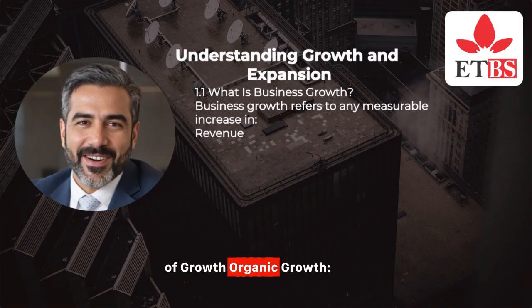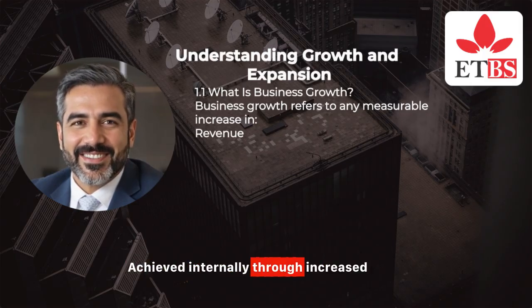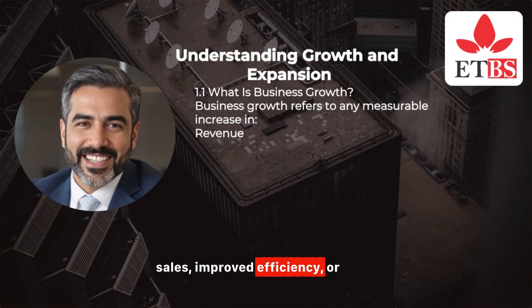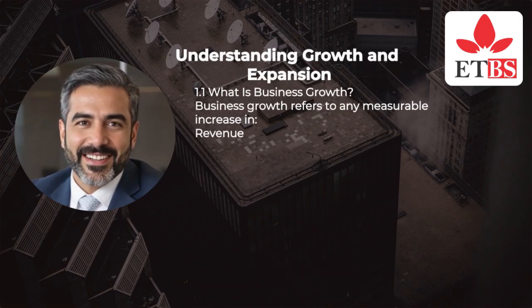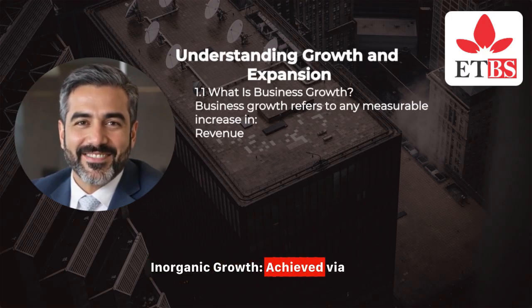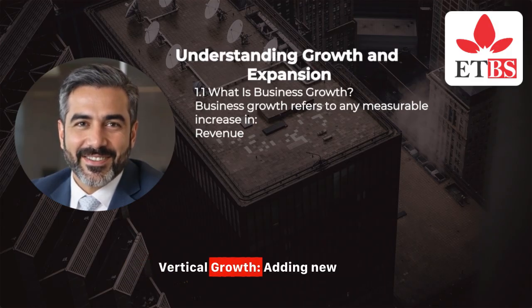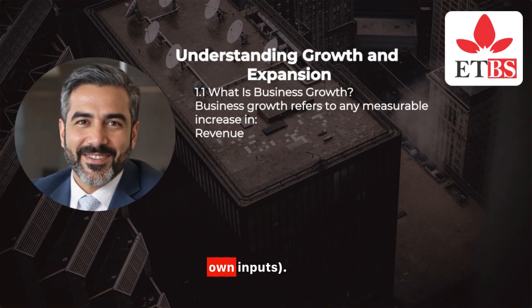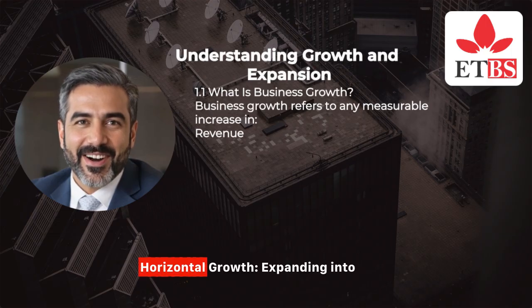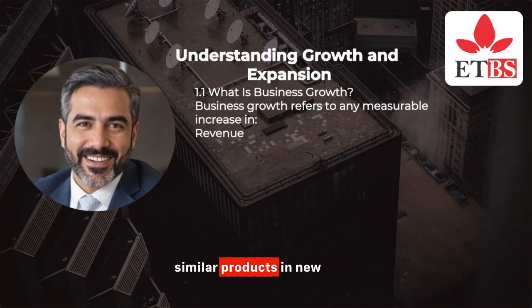1.2 Types of growth. Organic growth, achieved internally through increased sales, improved efficiency, or new product development. Inorganic growth, achieved via mergers, acquisitions, or partnerships. Vertical growth, adding new stages to the supply chain, e.g., manufacturing your own inputs. Horizontal growth, expanding into new markets or offering similar products in new regions.